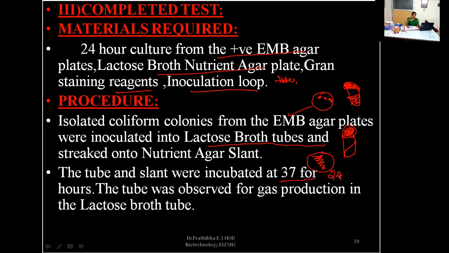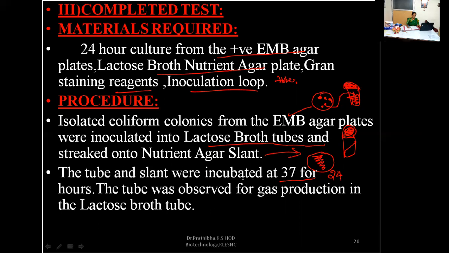for 24 hours. What I told here is that in the confirmatory test, whatever gave the metallic sheen color shows the presence of coliform bacteria. That coliform bacteria will further be inoculated into another fresh, single lactose broth tube with a Durham's tube, which we need to inoculate further for 24 hours. And in another test tube, we need to take the plate of nutrient agar.